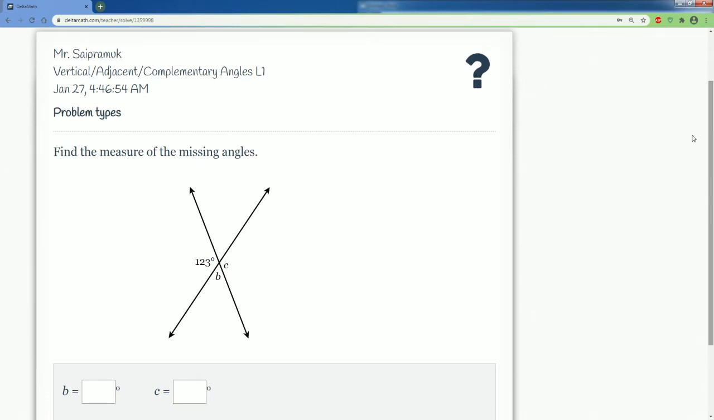Here we have the question. You're going to find the measurement of the missing angle for this figure.